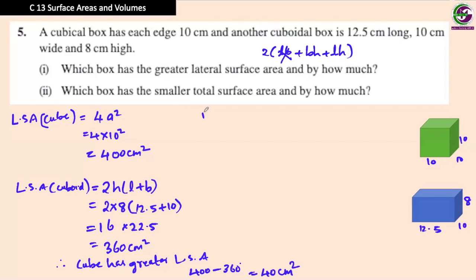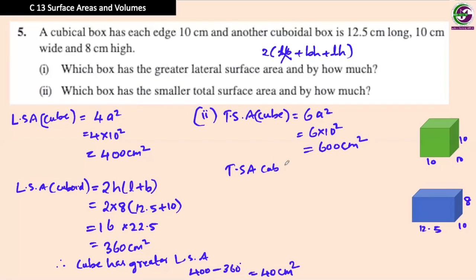Now moving on to part 2, which is about total surface area. So again, we have to find the total surface area of the cube and cuboid. We have 6 faces, so 6 times a square, 6 times 10 square, 600 centimeter square is the total surface area of the cube, and that of the cuboid will be, the rule is here, so 2 times (LB, 12.5 times 10 plus 10 times 8 plus 12.5 times 8).